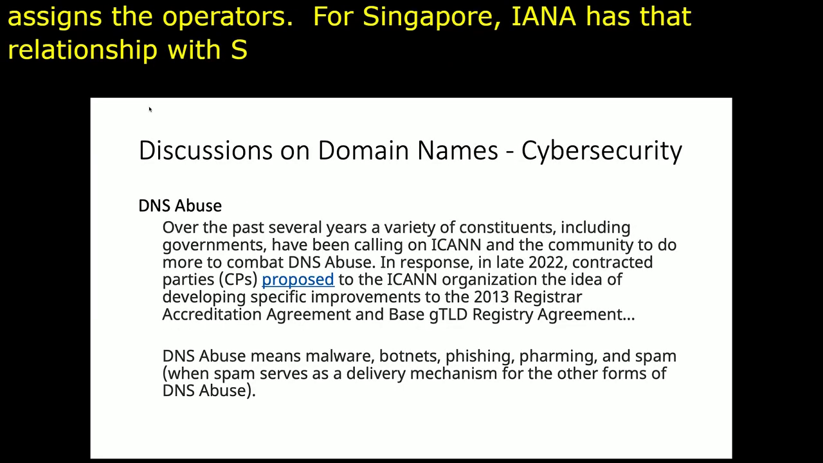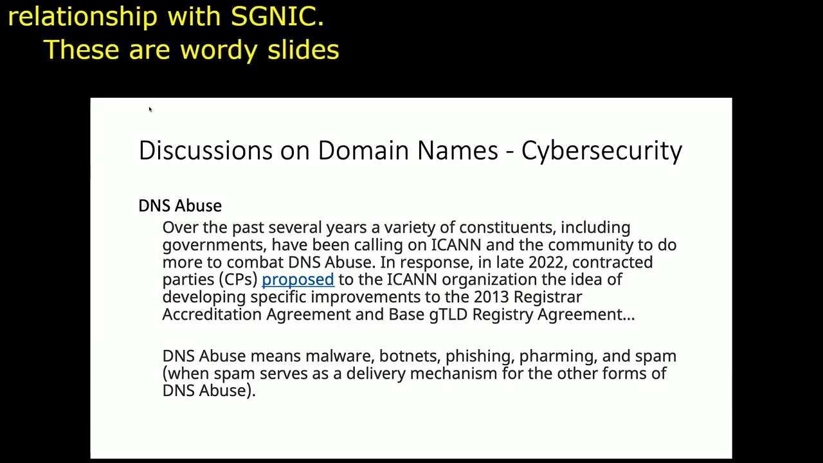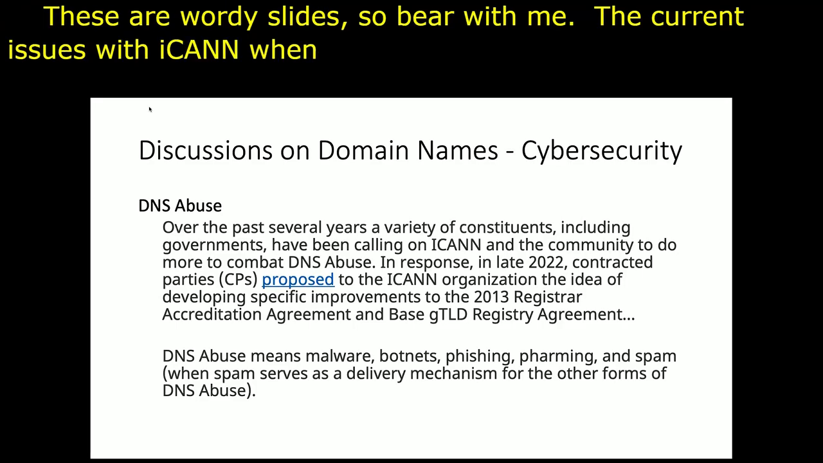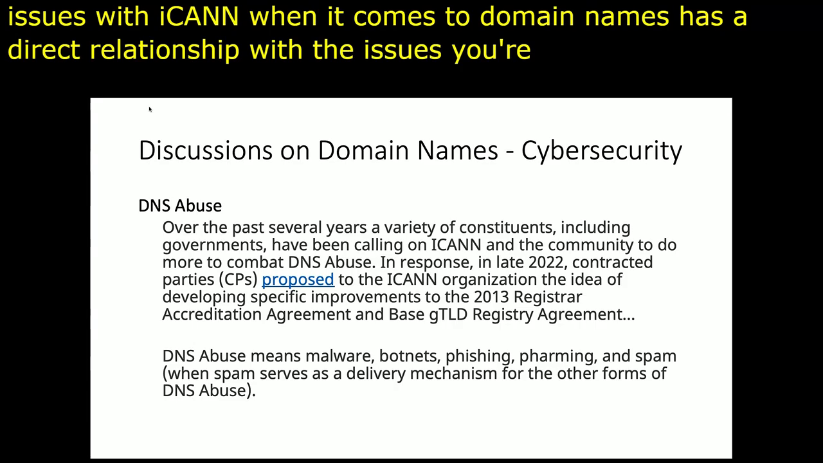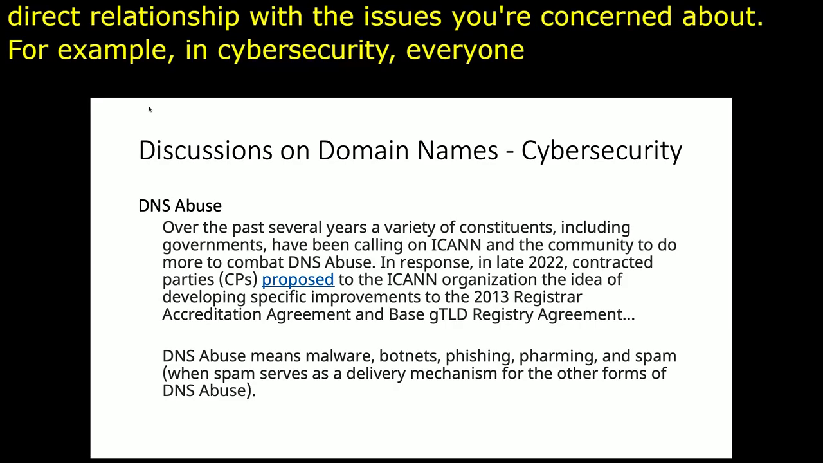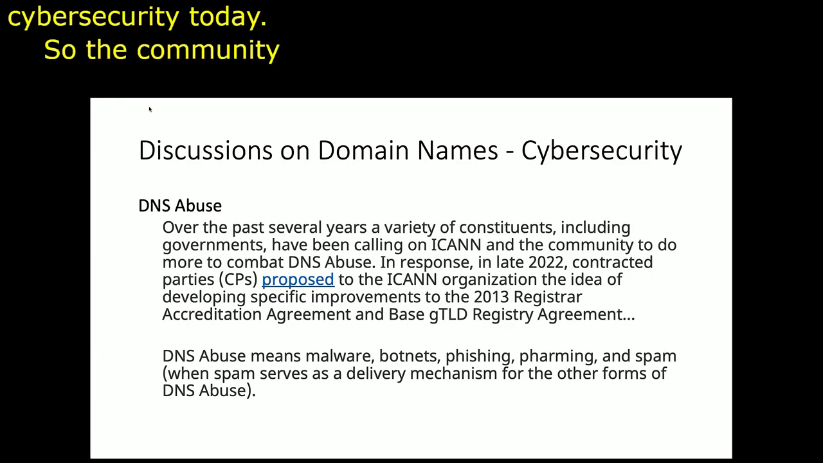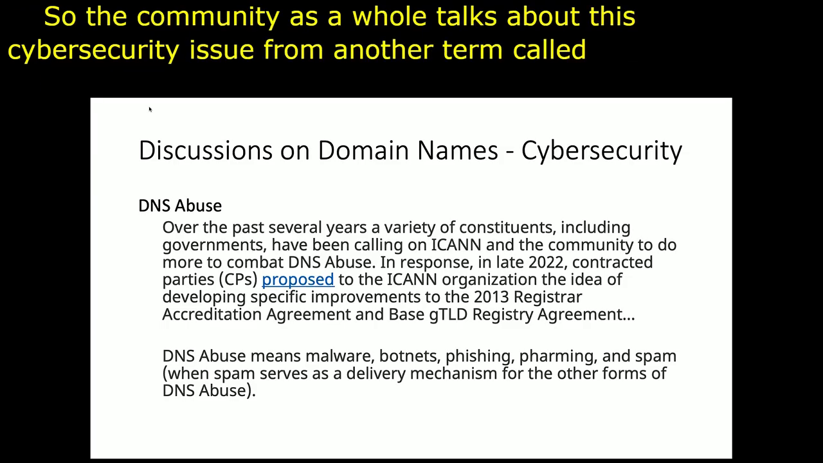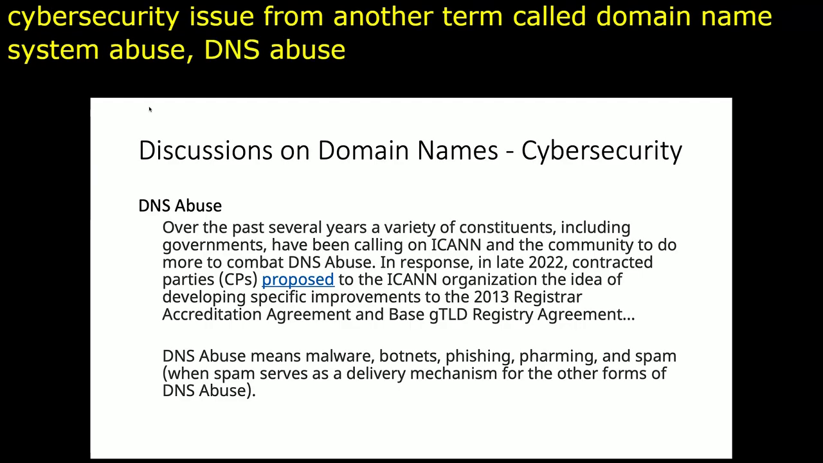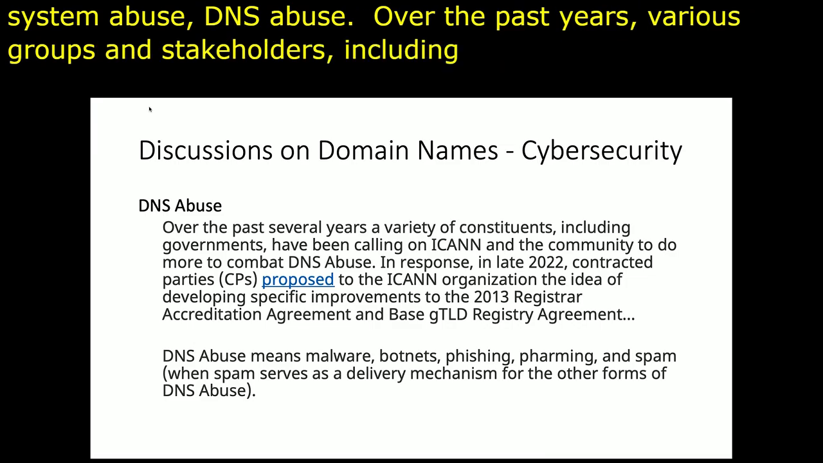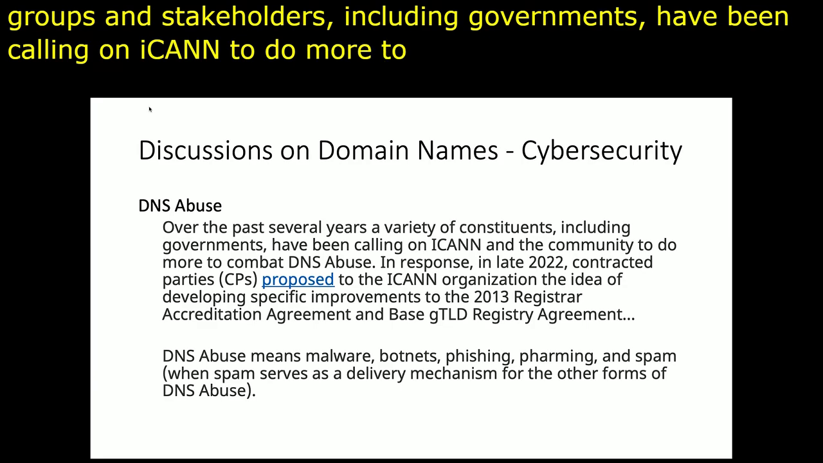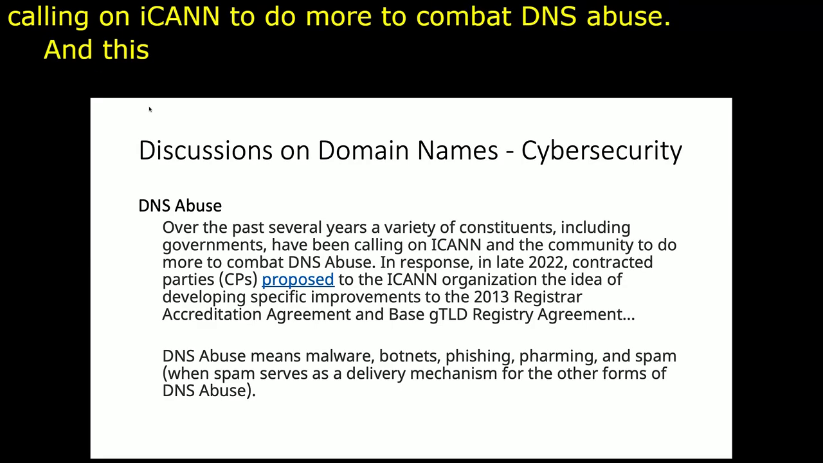Now, the current discussions at ICANN, these are very wordy slides, so bear with me. The current discussions at ICANN, when it comes to domain names, have a direct relationship with the issues that you are concerned about. For example, on cybersecurity, everyone's most concerned about cybersecurity today. So the community as a whole talks about this cybersecurity issue with another term called domain name system abuse, DNS abuse. And over the past years, various groups and stakeholders, including governments, have been calling on ICANN to do more to combat DNS abuse. And this conversation has reached a very good outcome.